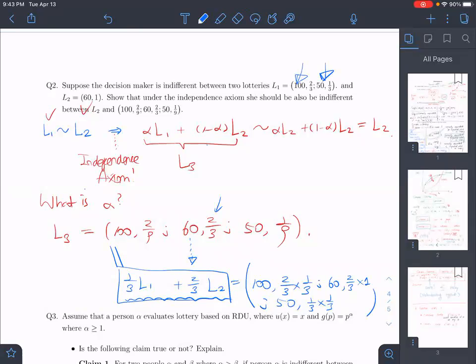Then we go back to this statement. 1/3 L1 plus 2/3 L2 is indifferent to L2. So by the independence axiom, this should be indifferent between L2 and L3. Does that make sense?